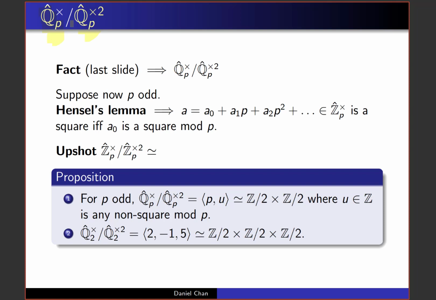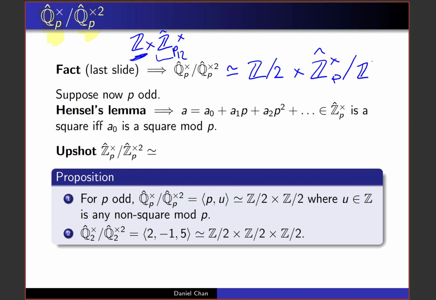Well, we saw what this Q hat p cross is isomorphic to. It's Z cross Z hat p cross. Okay, so of course, if you want to go modulo squares, you just have to say it's just the product of Z modulo squares. But this is written additively, so this is really just Z modulo double. So that's Z mod 2 cross, and then it's this modulo squares. Okay, so we've broken this down to just the p-adic units. Okay, that's what that's involved now.